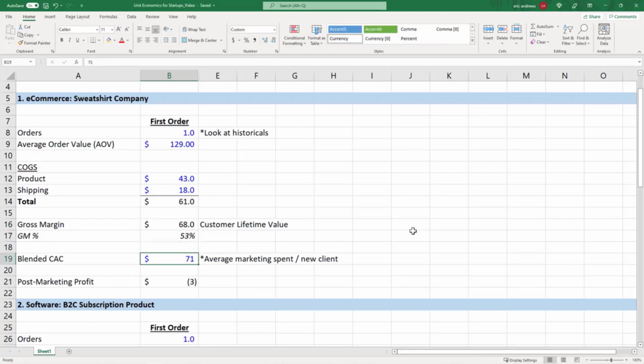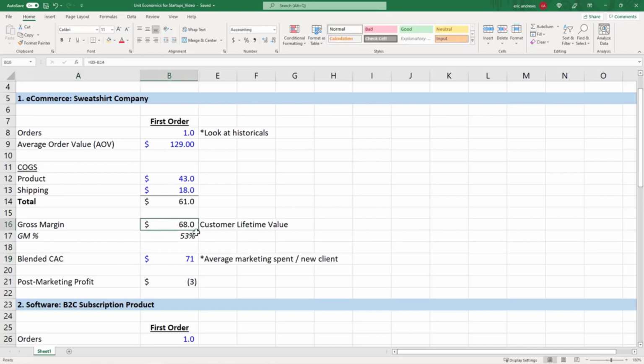But we had to spend $71 in marketing, so let's say in paid advertising, to actually acquire this customer. If you look at your marketing spend over a period of time, let's say you spent thousands of dollars and you got hundreds of customers, the average marketing cost to get one new customer to buy for the very first time is called your customer acquisition cost, or the CAC. So this is your blended CAC.